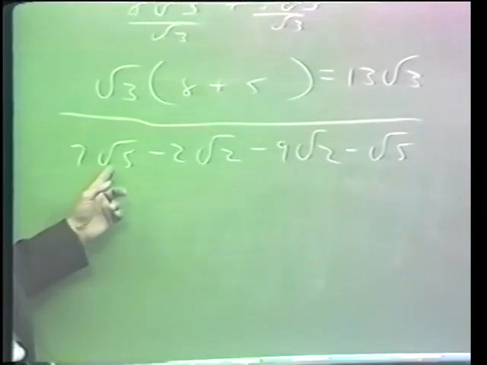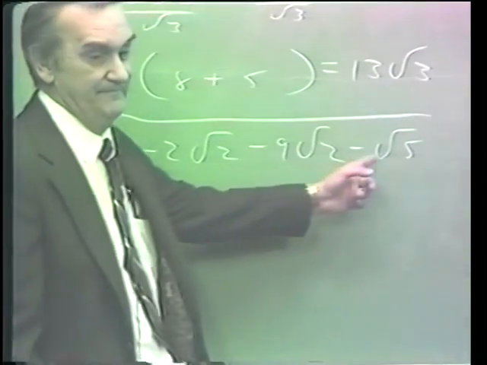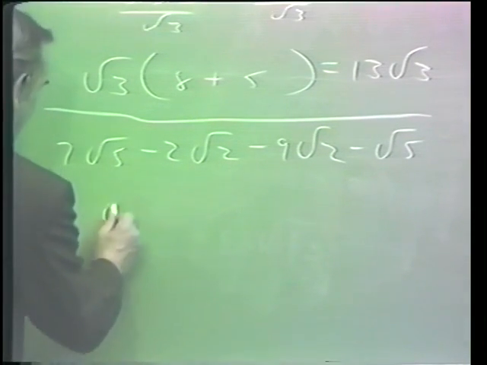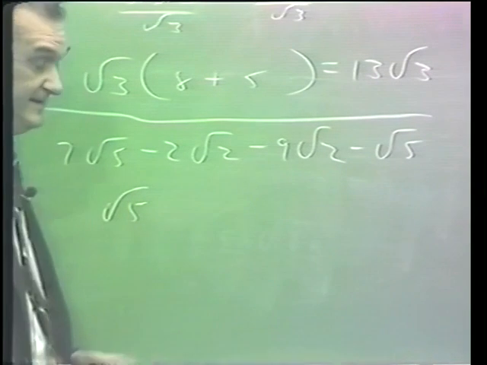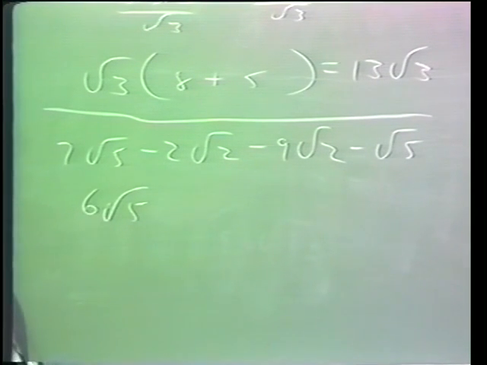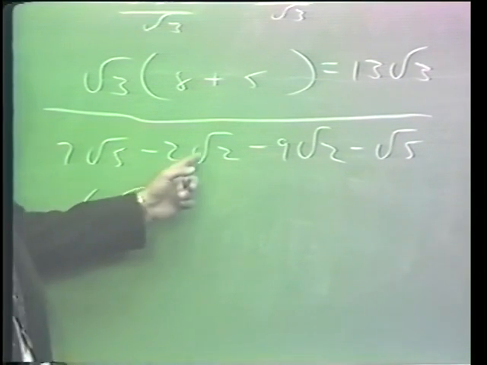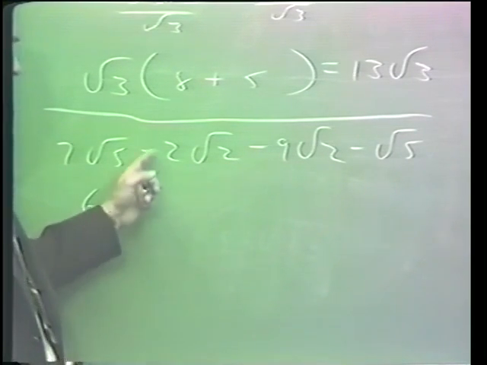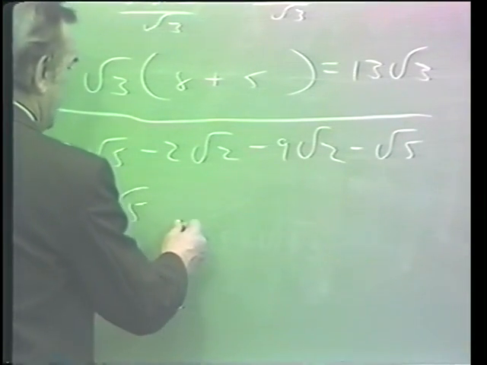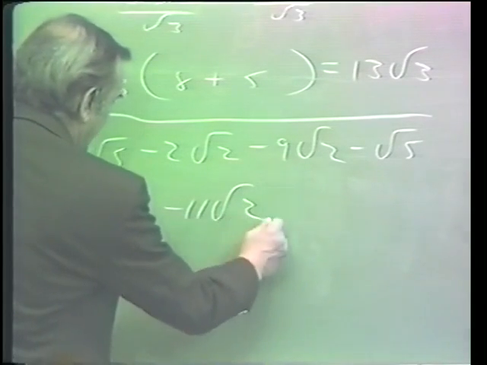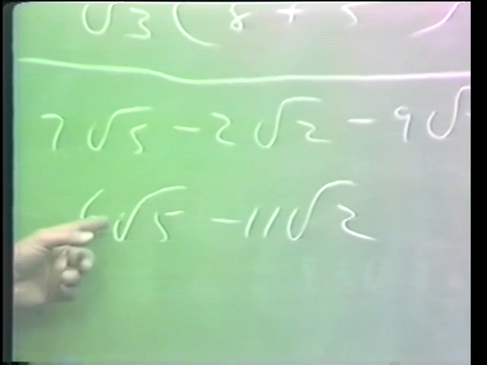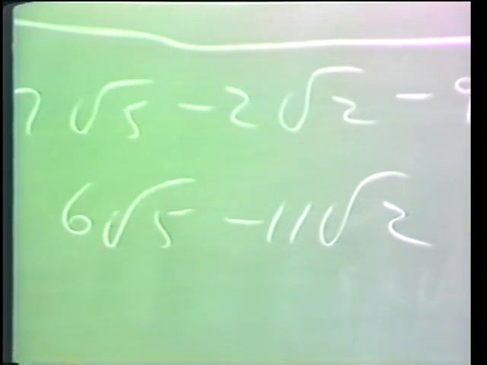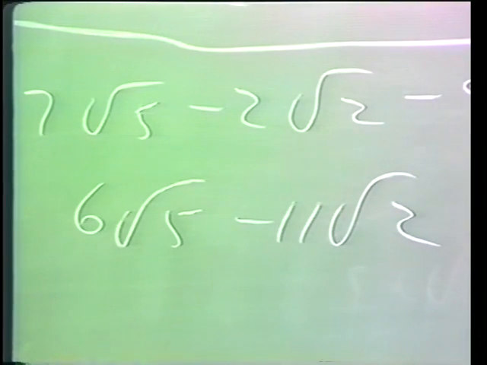Our first label is square roots of 5. There are 2 of them. So we have a positive 7 and a negative 1. That gives you 6 square roots of 5. Next label is square roots of 2. We add their coefficients. Negative 2, negative 9 is a negative 11, and we're talking about square roots of 2. And there's your answer. You cannot combine these. They have different labels. Okay? Everybody see that? Okay.